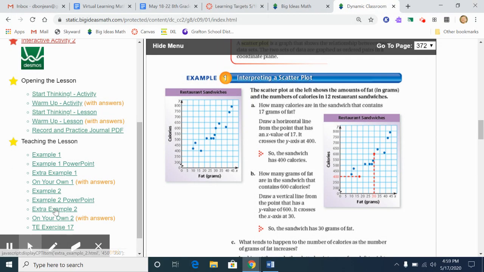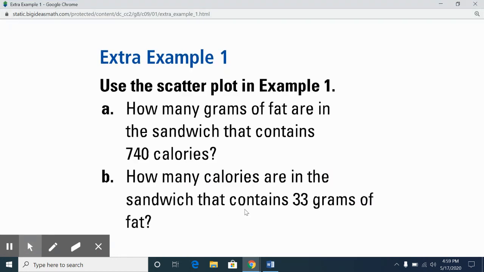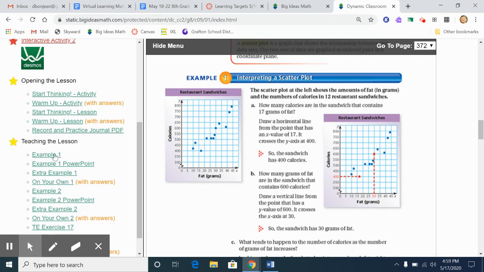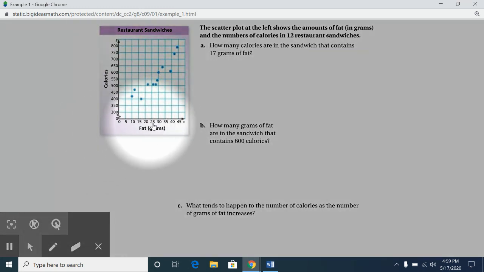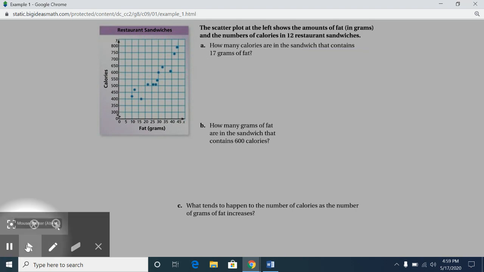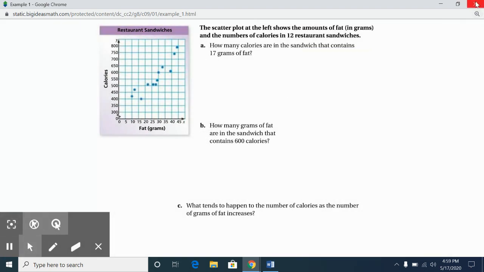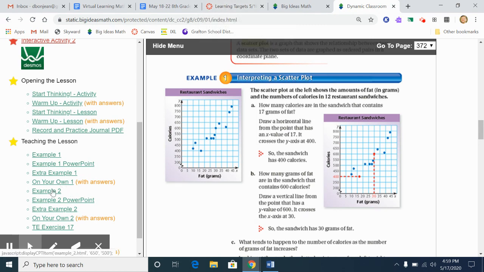Let's look at the other question quick. It's also asking us how many calories are in the sandwich that contains 33 grams of fat. So let's find the 33 mark on the x-axis and go up from there. So 33 grams of fat is around here, right? How many calories would that be? Probably around 640 or 645. So again, the first learning target is being able to interpret the points on a scatter plot, which is what we just looked at.